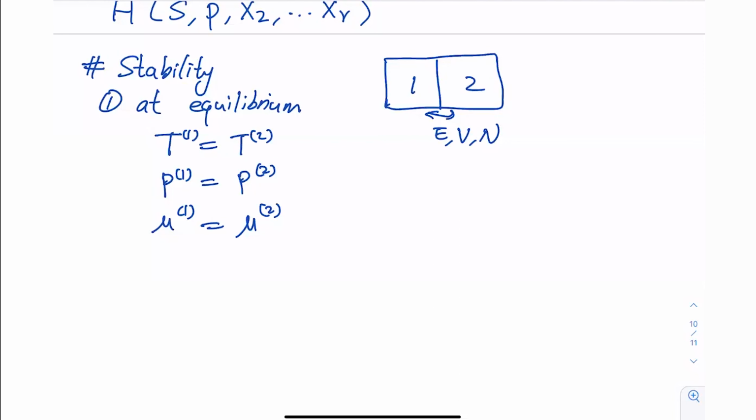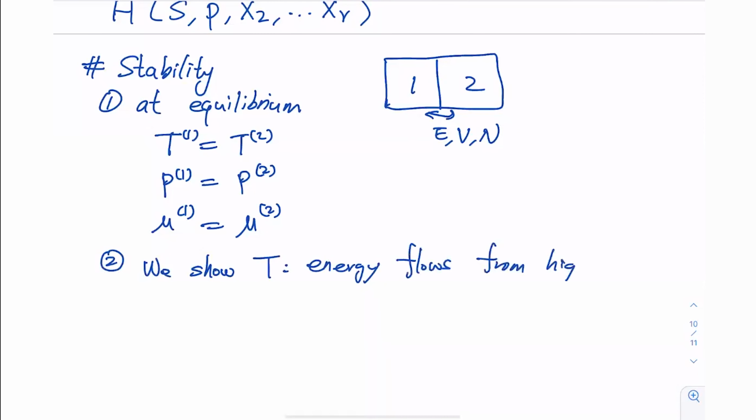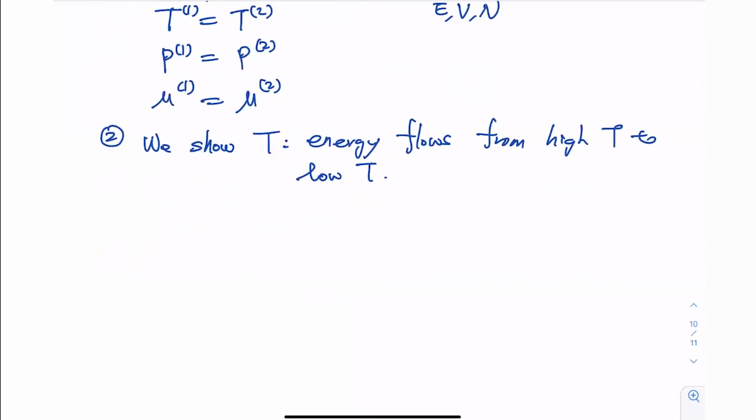So also in this very quick review, we show what T is, and basically energy flows from high T to low T. And we also show entropy is concave, and it is equivalent to saying that energy is convex in the corresponding parameters.